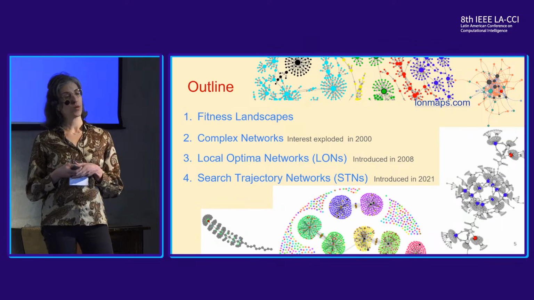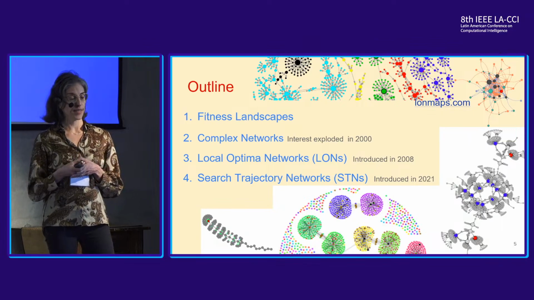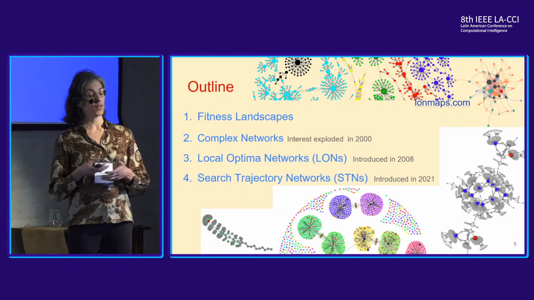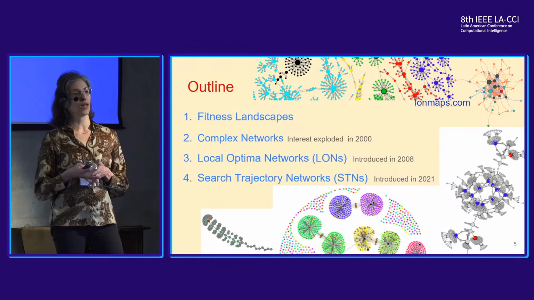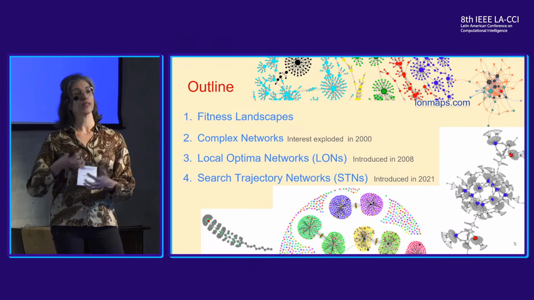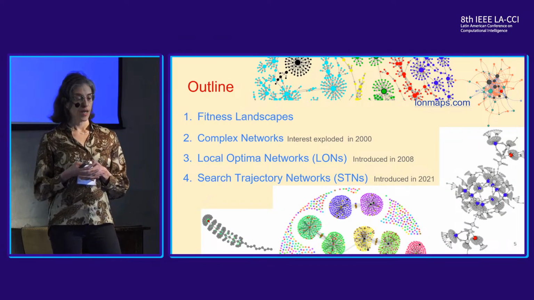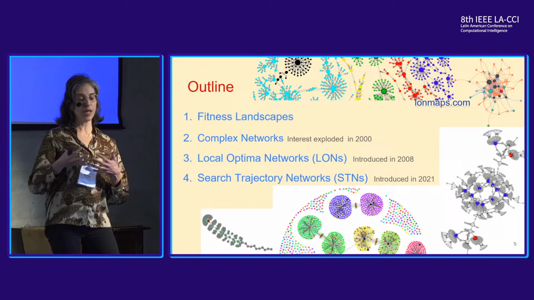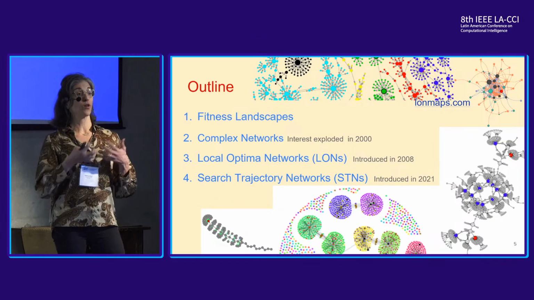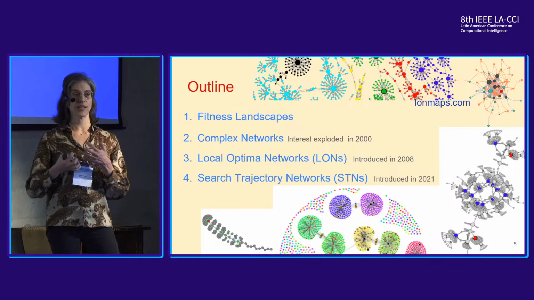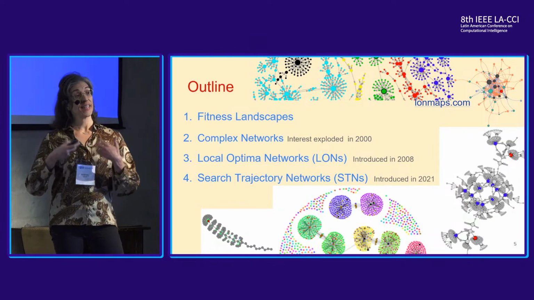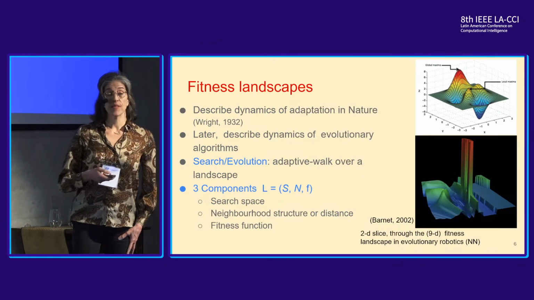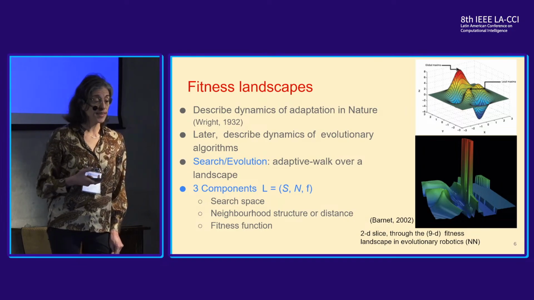And then there are these two models that I have been working on across the years. Local optima networks were proposed in 2008, and search trajectory networks can be seen as an extension of local optima networks, more related to trying to understand algorithm dynamics. So local optima networks are more a model of fitness landscapes, whereas search trajectory networks try to understand the dynamics of algorithms. Fitness landscapes is a notion that started many years ago, in 1932.